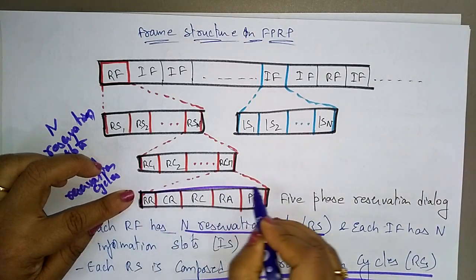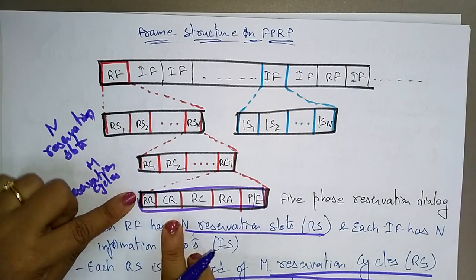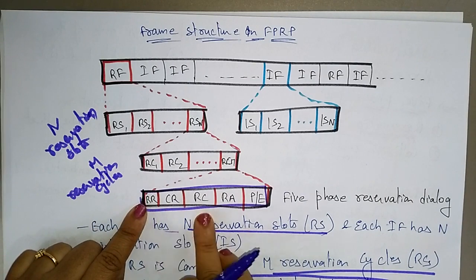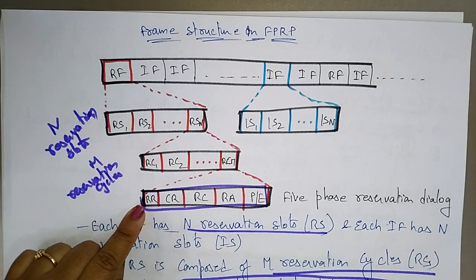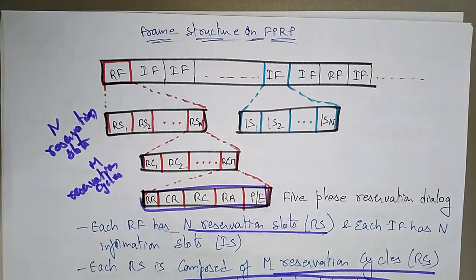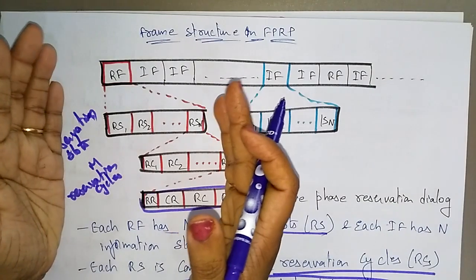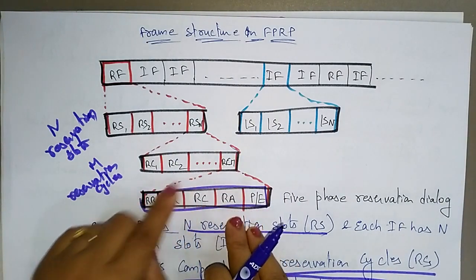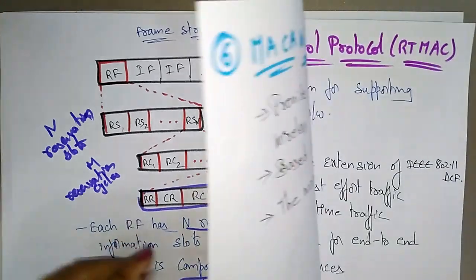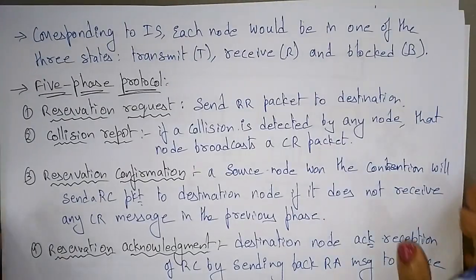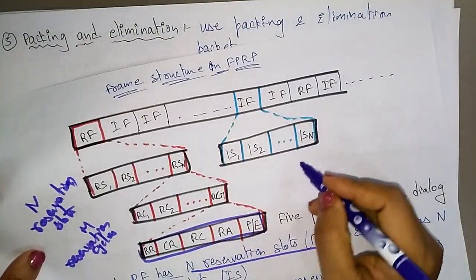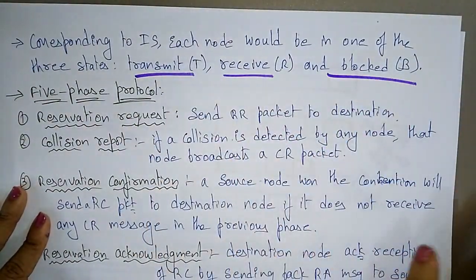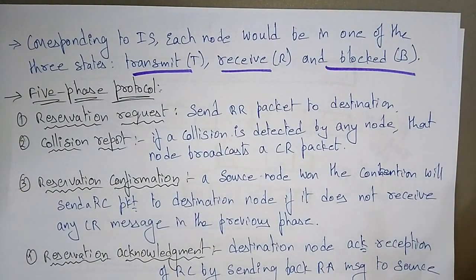So here the concept is rising. That is the five-phase reservation protocol. Each reservation cycle is divided into a five-phase reservation dialogue: RR, CR, RC, RA, P by E. Remember that the reservation frame is divided into reservation slots, each slot is divided into reservation cycles, and each cycle has the five-phase reservation dialogue. Corresponding to the information slots, each node would be in one of three states: transmit, receive, or block.